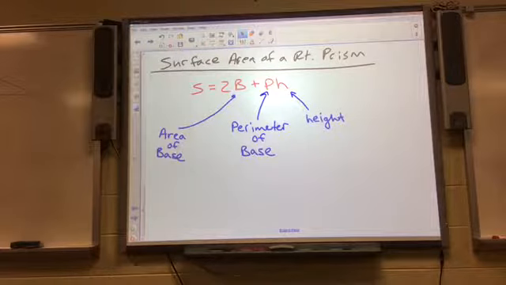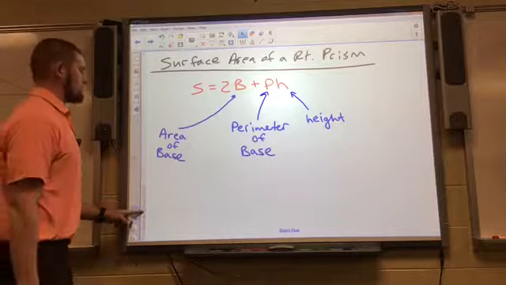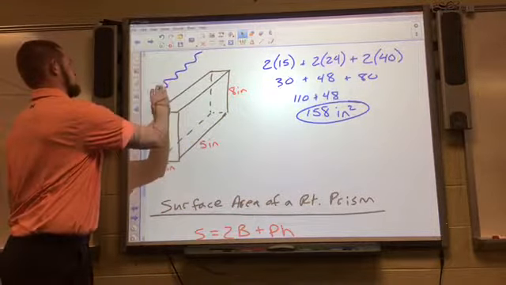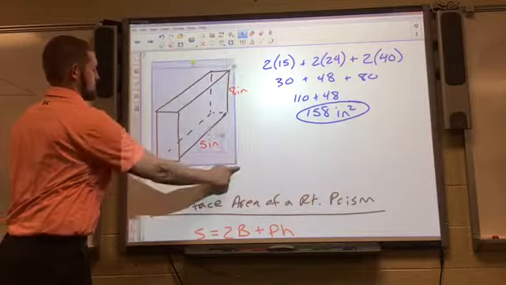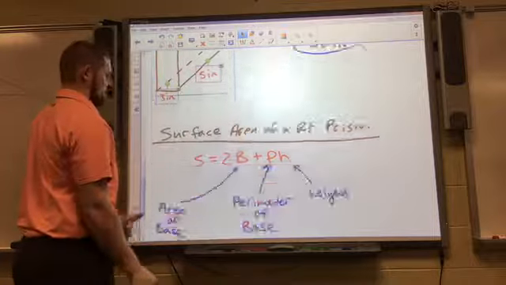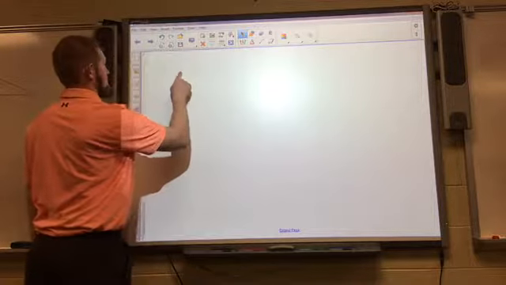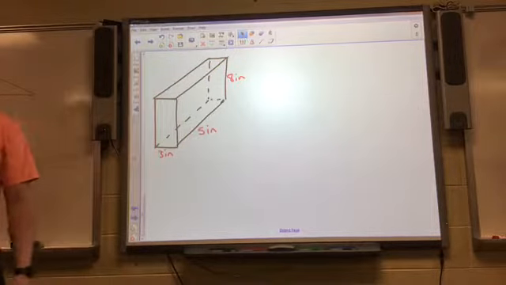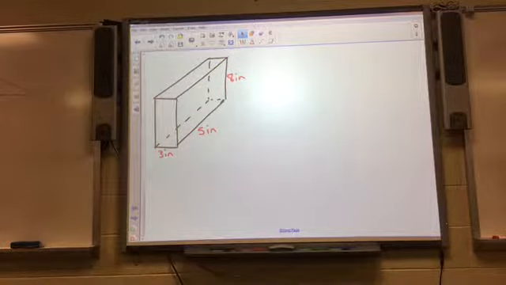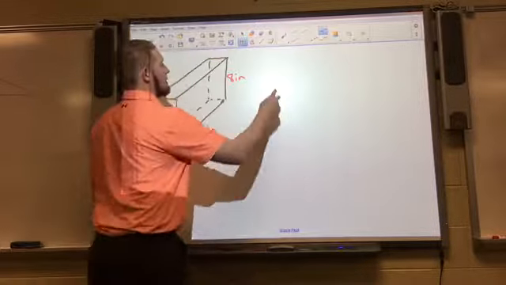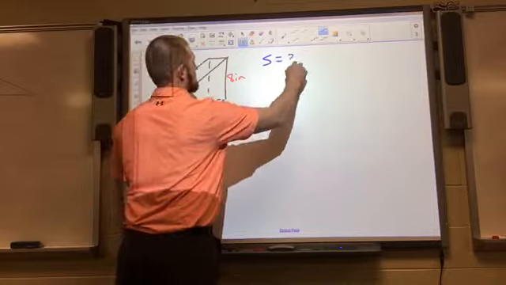Okay. So let's go back. We're going to use this exact same rectangular prism that we used in the last problem. And we're going to see if we can come up with the same answer. Because it should be the same, right? Yep. Okay. So in my formula, I need 2 times what?